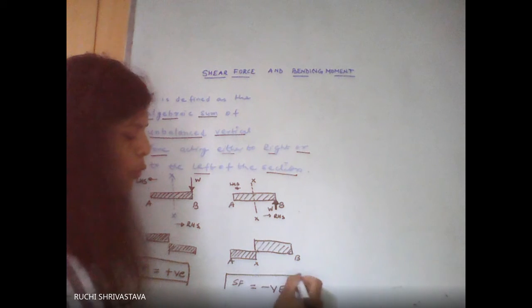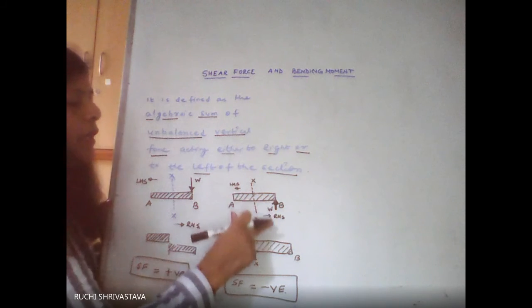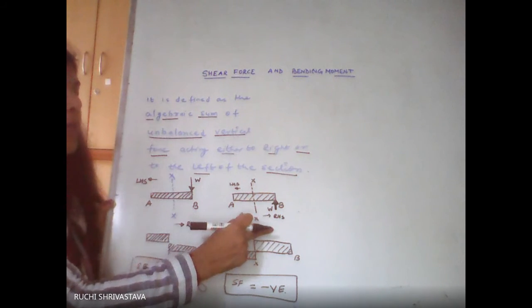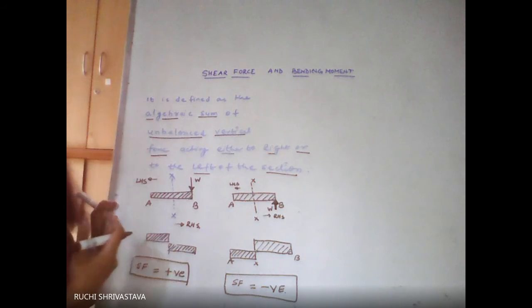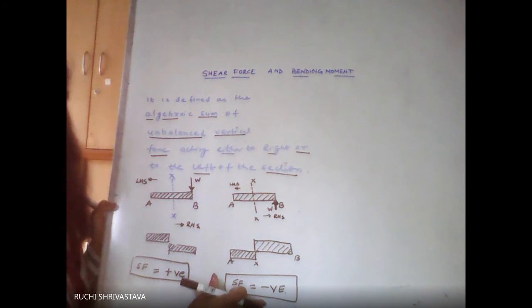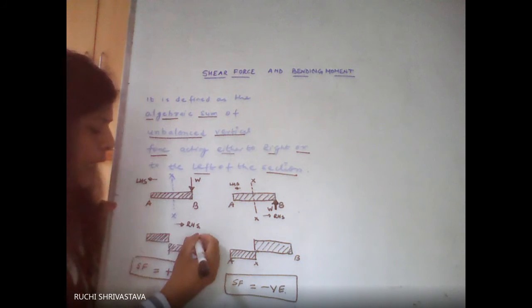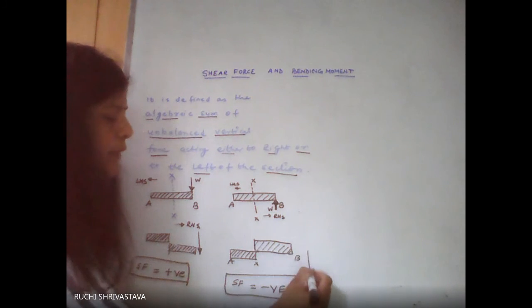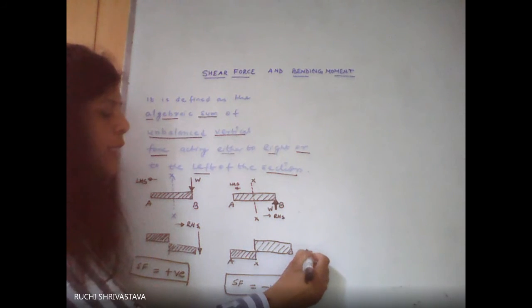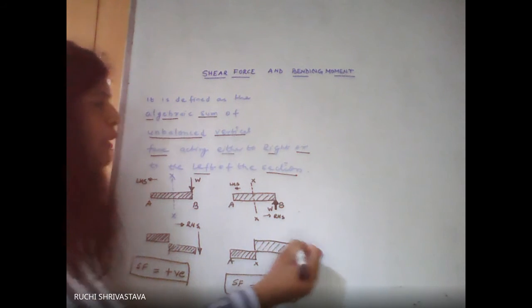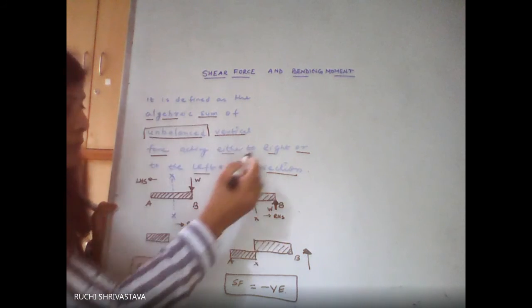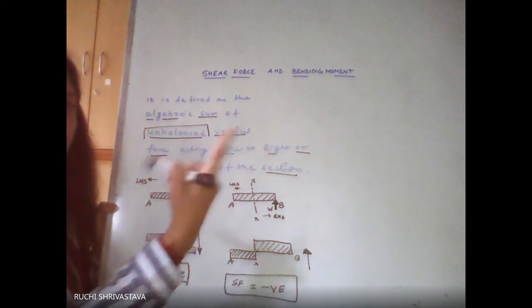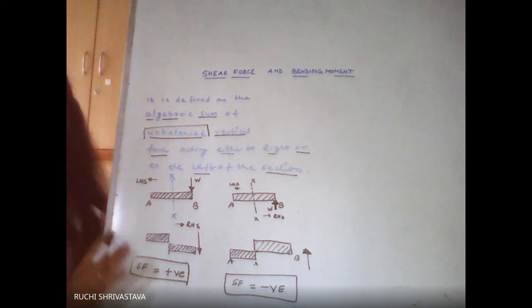So what is the sign convention? If the right portion of the beam is pushed in the upward direction, then the shear force is considered negative, and if the right portion is pushed in the downward direction, then the shear force is considered positive. It is very important to mention that it is nothing but the unbalanced vertical force on either the right or the left of the section.